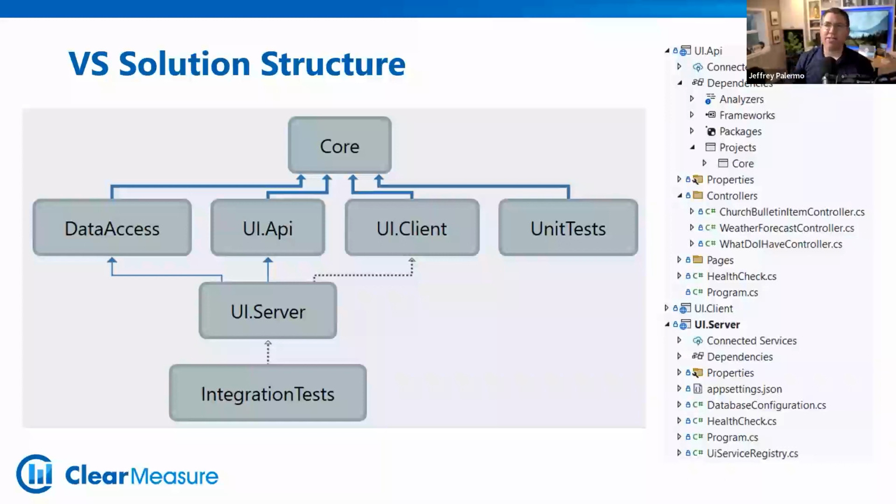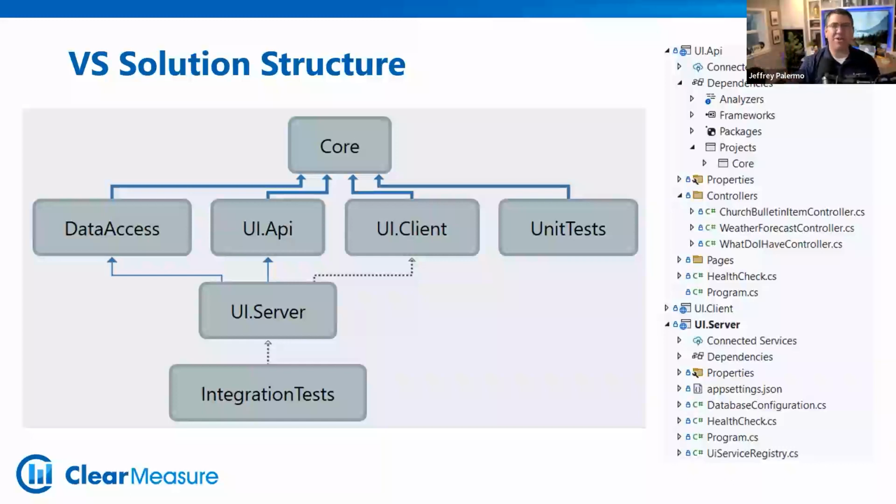And on the right-hand side of the screen, I called my application UI. So I've got UI.client, UI.server. And so I've created another one called UI.api. I have UI.api referencing core. And then I have UI.server stripped out of anything else except configuring and startup of the application.